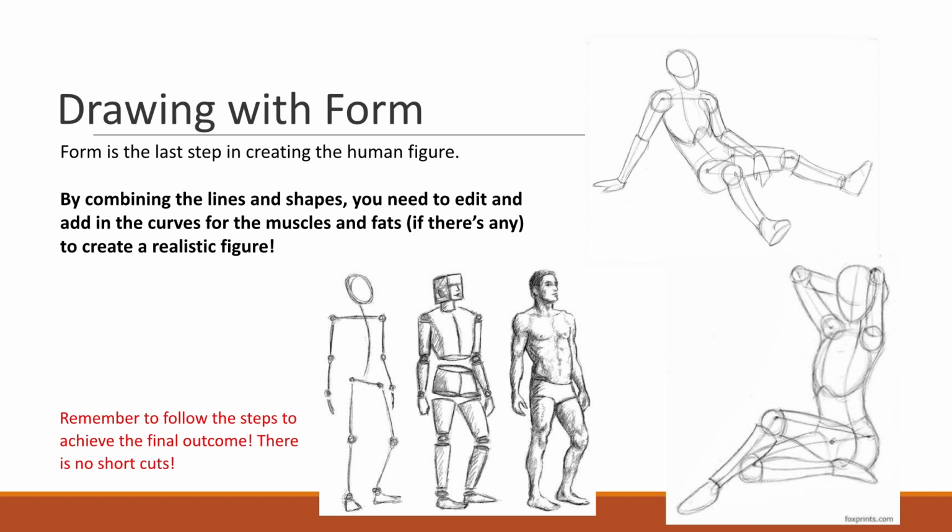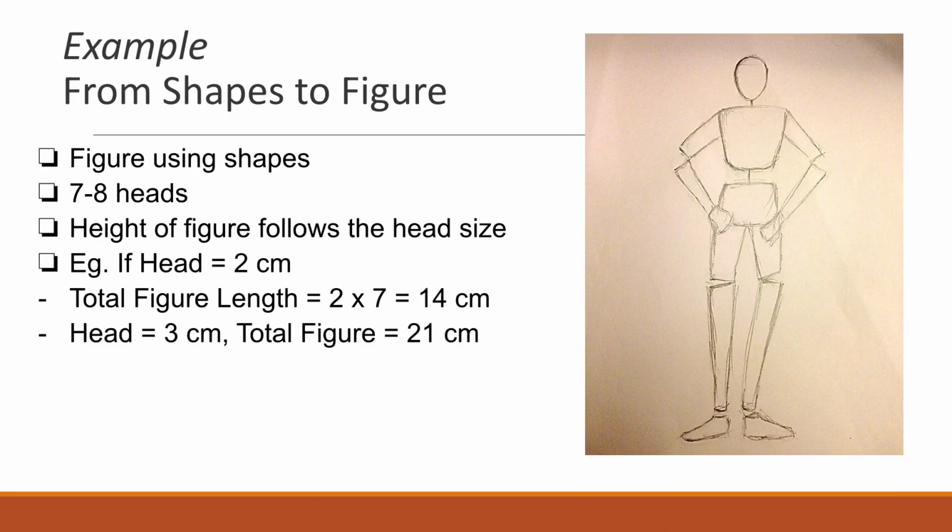So once you break down into simpler shapes, you can create the form. That means connecting the details. You combine the line and shape and you add in the curves for muscles and fat so that it becomes a more realistic figure. So only after you do the line of action and the shape, then you start to do the details. You need to follow the steps because figure drawing is not easy.